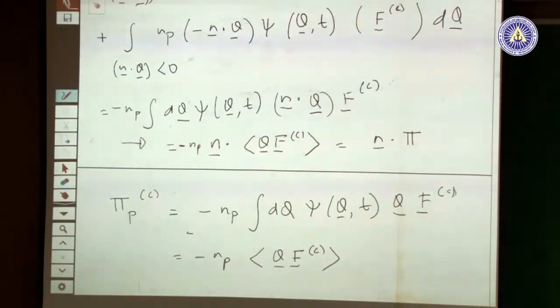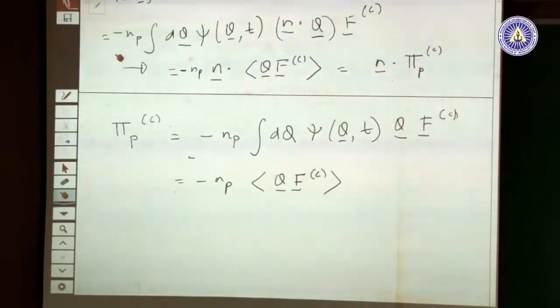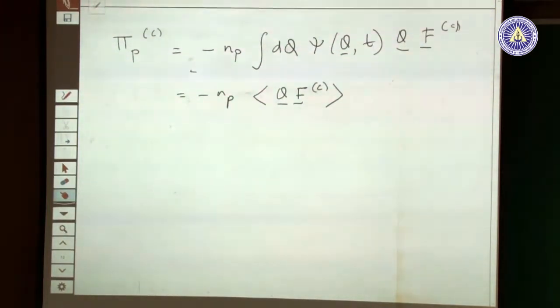So, n dot pi, and this should be, is that okay? Any errors? All the algebra good? Okay. So, we have found the stress tensor contribution due to a dumbbell straddling the plane. Now, we need to find the second contribution, which is the following.